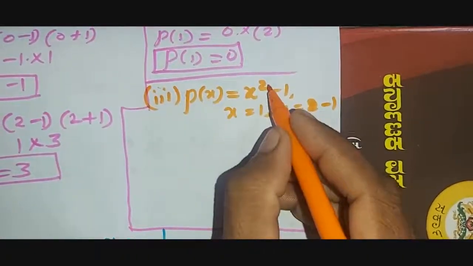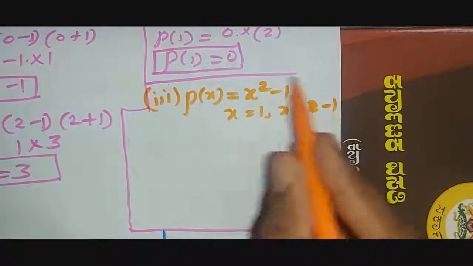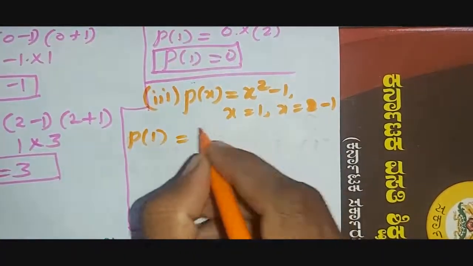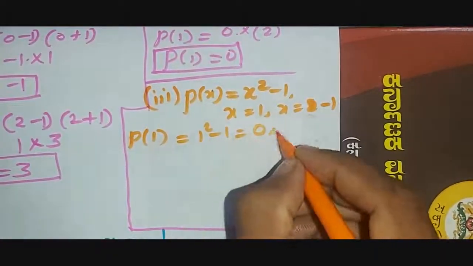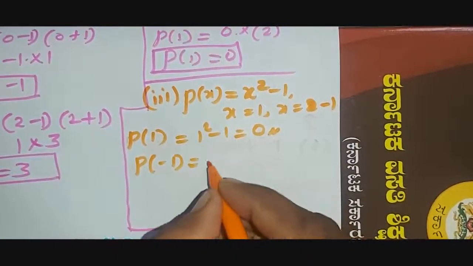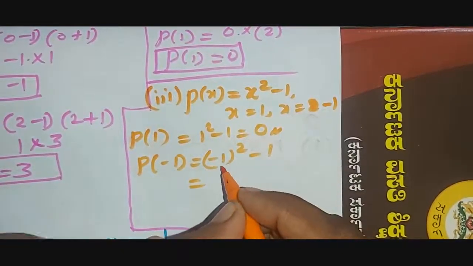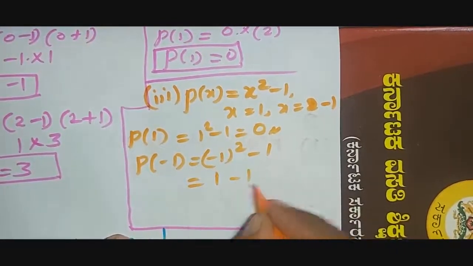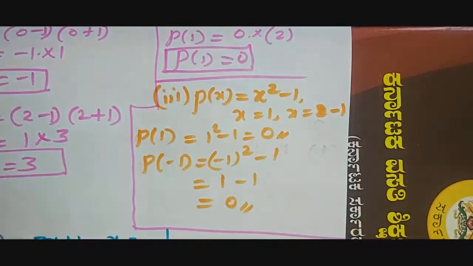Okay, now let us discuss the third question. P of x is equal to x square minus 1. Here they have given two values. X is equal to 1 we need to find, and x is equal to minus 1 we need to find. P of 1 first. P of 1 is equal to 1 square minus 1. See, 1 minus 1 is equal to 0. Same like that, P of minus 1 is equal to minus 1 square minus 1. See here, the square of any negative integer is always positive. Therefore this is 1. 1 minus 1 is equal to 0. This is also the right answer, and therefore it is a zero of the polynomial.